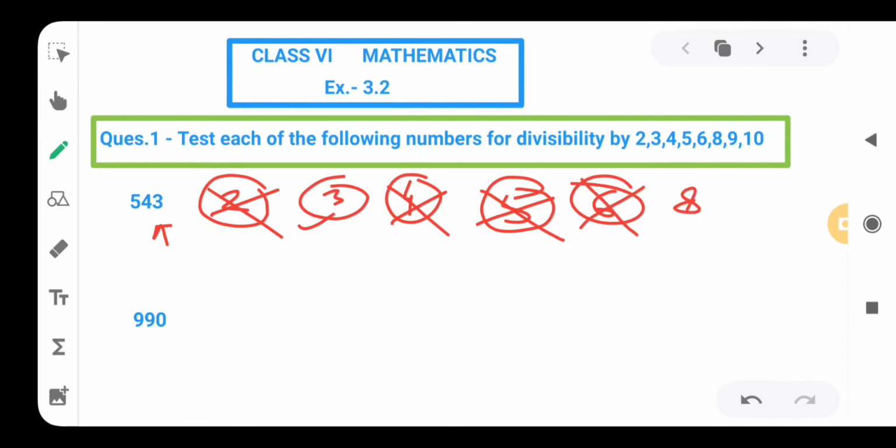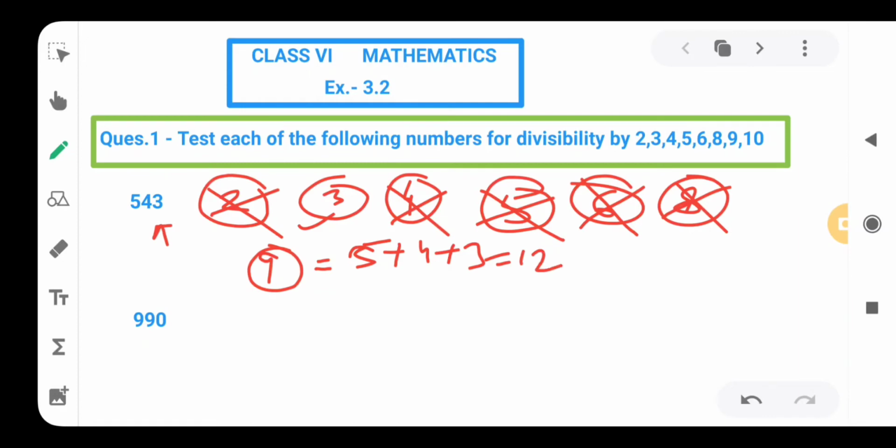Next is 8. For this we have to take the last three digits. So here we have only a three digit number, so we are going to divide it by 8. So this number is not divisible by 8. So 8 is not a divisor of 543. So let's take the next value, that is 9. We are going to add the digits. According to the property of divisibility test by 9, we need to add all the digits. So 5 plus 4 plus 3, we will get 12, and 12 is not divisible by 9, so 543 cannot be divisible by 9. It is not a divisor of 543.